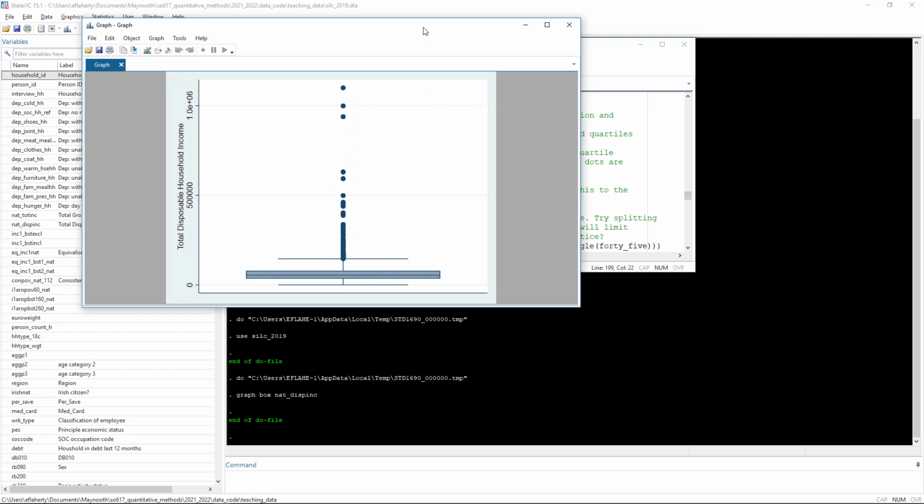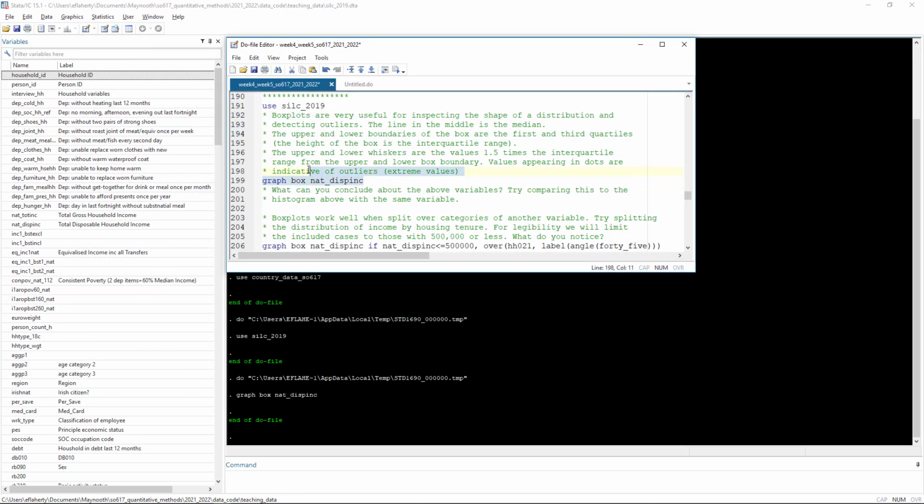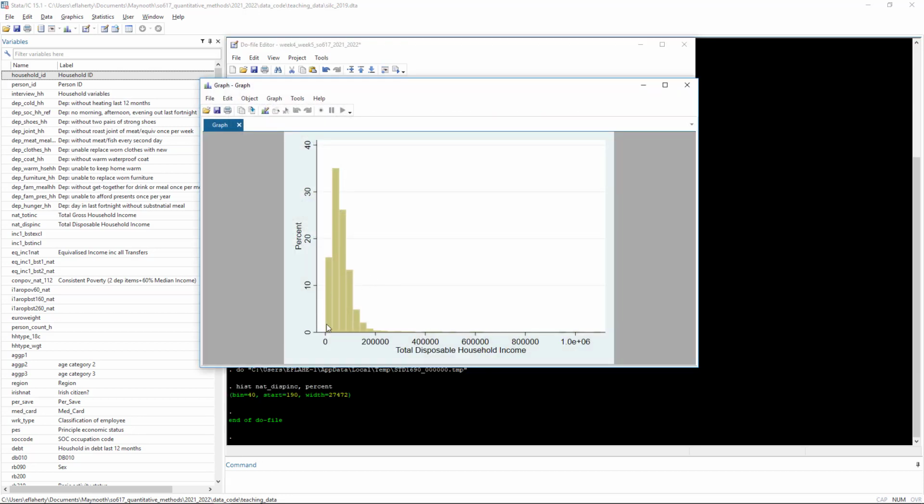Now, to put this in perspective, it might be useful to look back at the structure of the histogram to see some of the similarities. So if we remember back to the histogram, we saw that we had quite a narrow concentration of values over towards the left side of that graph, to the left tail of that graph.